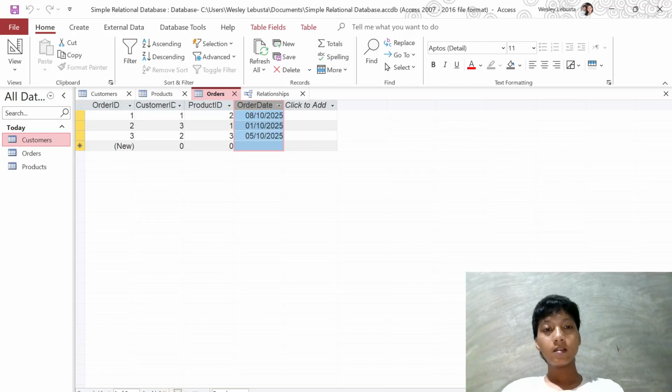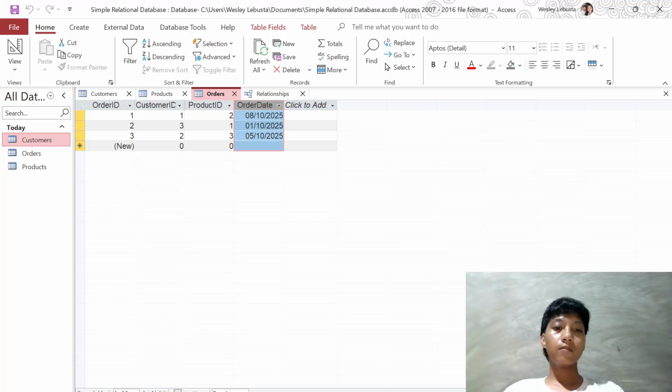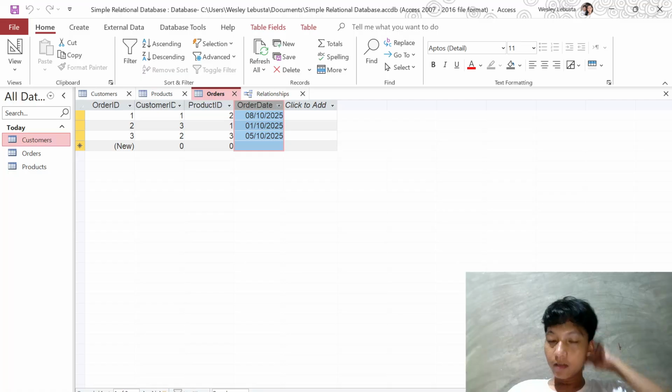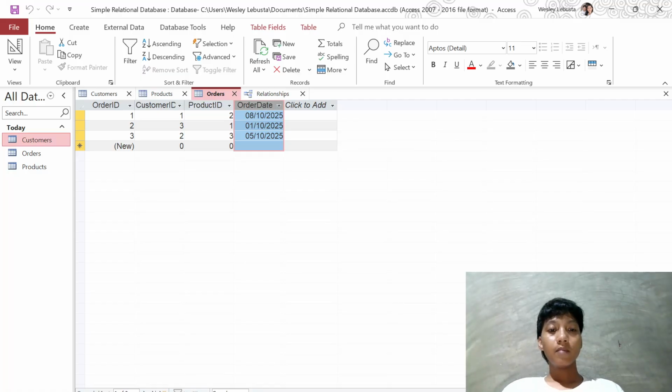So hello everyone, I am Wesley Busta from BIS IT4A, and in this activity, I created a simple relational database using a database management system, or the DBMS, using Microsoft Access. A relational database organizes data into tables that are linked together through relationships. Each table stores specific information and uses keys to connect related data.